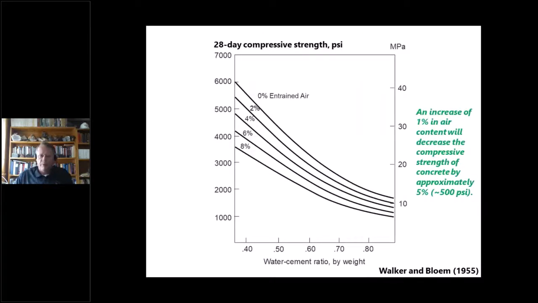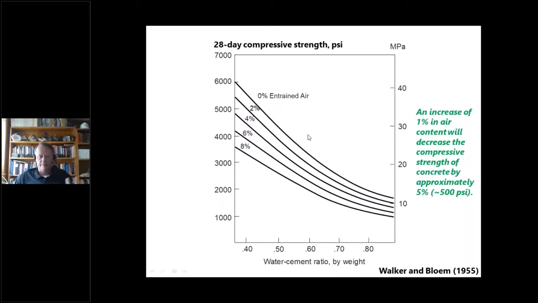To drive that point home, let's quickly take a look at this graph. On the y-axis, we have PSI, strength, from 1,000 to 7,000 PSI, and on the x-axis, we have the water to cement ratio from 0.4 to 0.8. And the 5 different curves are representing the strength of the concrete per water cement ratio and by air content.